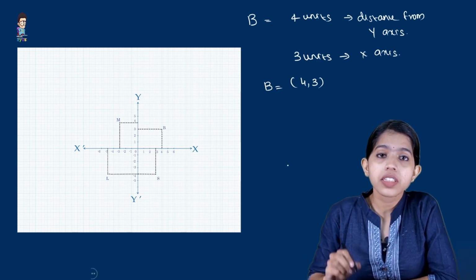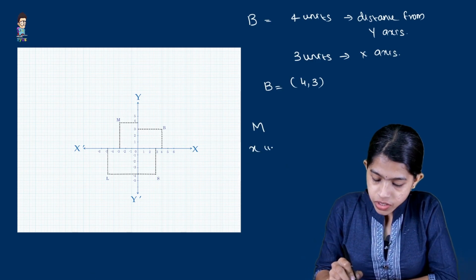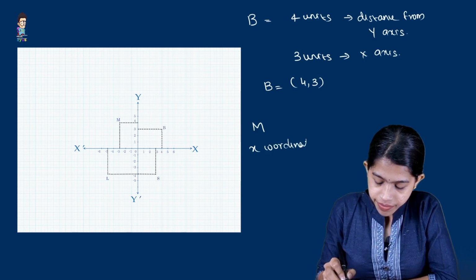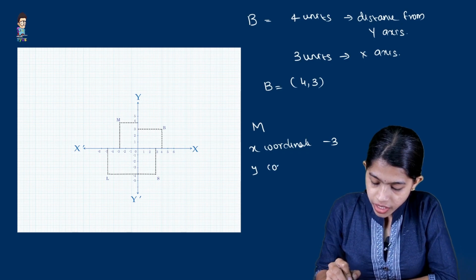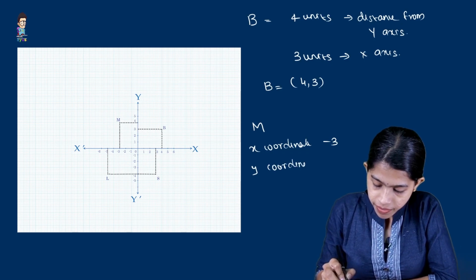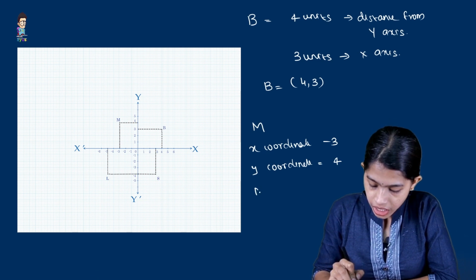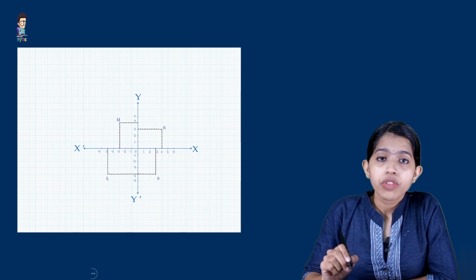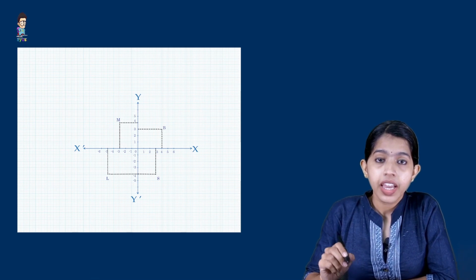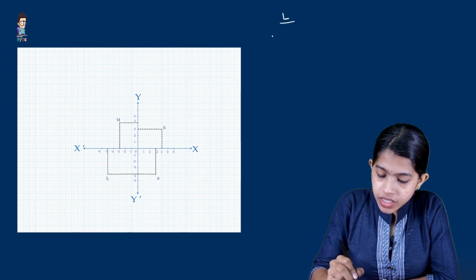Now, consider the point M and its x-coordinate is -3. And what is its y-coordinate? It is 4. So, its position is (-3, 4). Now, we need to find the position of L and S. Here, L lies in the third quadrant. So, what is the x-coordinate?